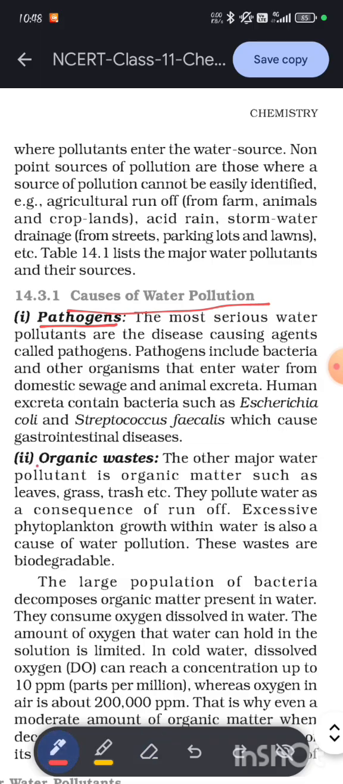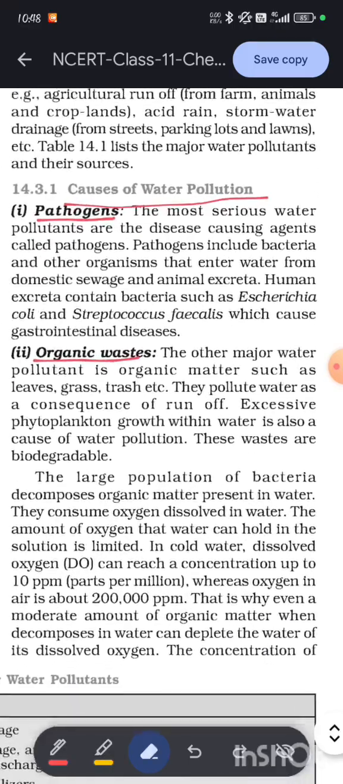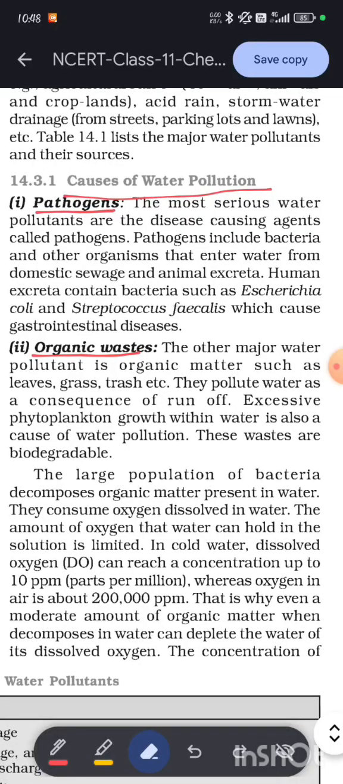Then the next topic is organic waste. The other major water pollutant is organic matter such as leaves, grass, trash, etc. They pollute water as a consequence of runoff. Excessive phytoplankton growth within water is also a cause of water pollution. These wastes are biodegradable. A large population of bacteria decomposes the organic matter present in water. They consume oxygen dissolved in water.